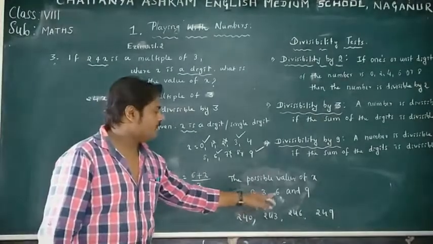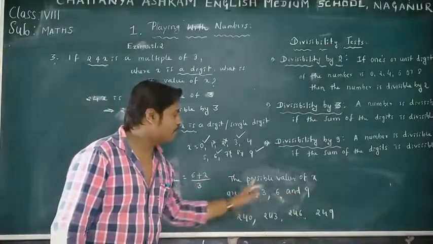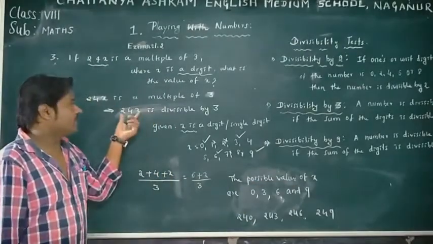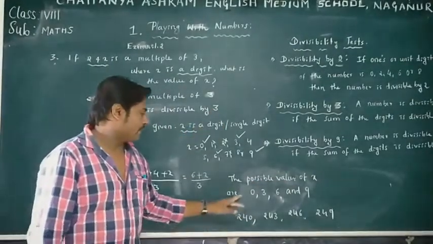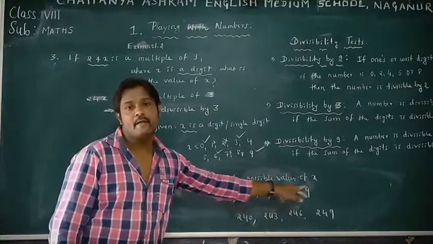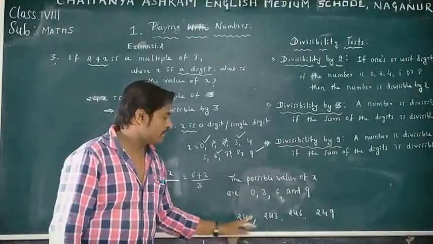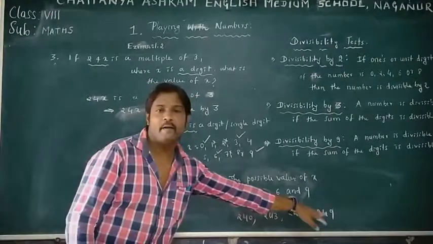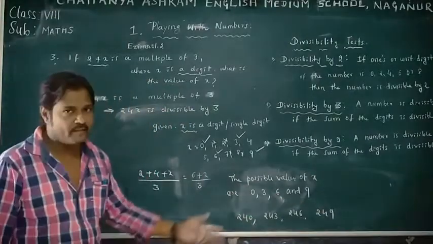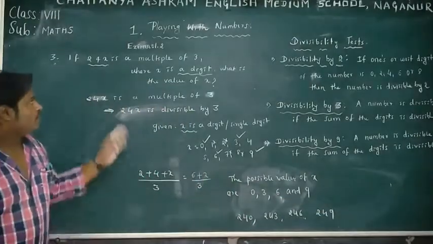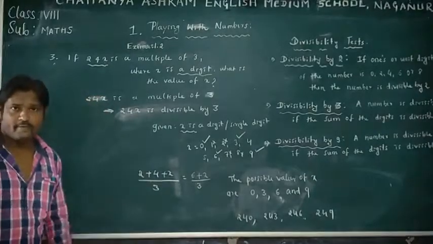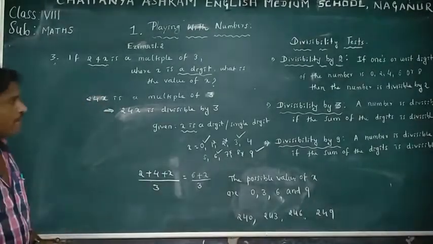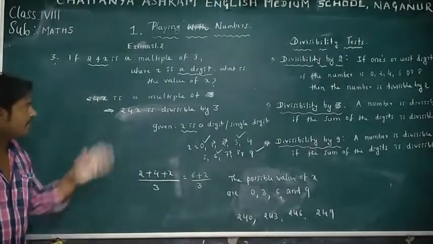For what value of x this is divisible by 3? 0, 3, 6 and 9. These are the possible values of x which make this number divisible by 3. Hence the numbers are 240, 243, 246, 249. Check whether these are all divisible by 3 or not. Yes, they are all divisible by 3. So dear children, take a screenshot of this video or pause the video and write the notes, write the solutions.